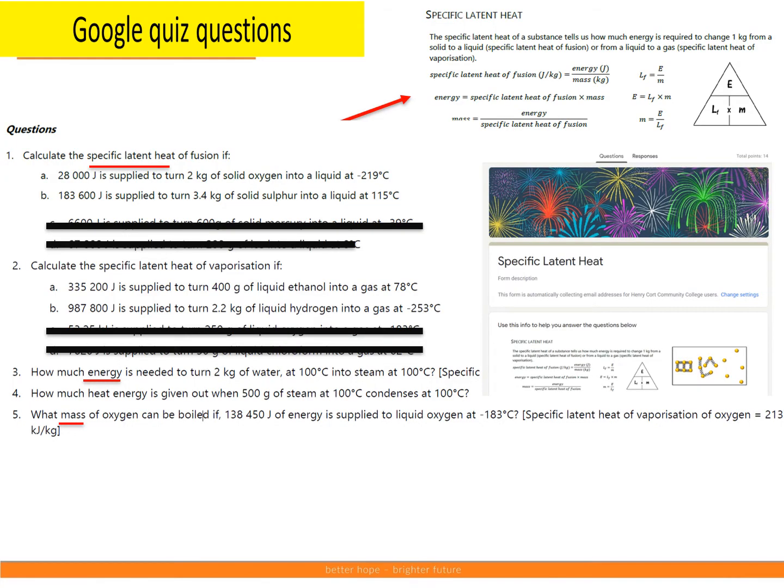So now we've gone through how to use the formula triangle. What I'd like you to do is just pause this clip and head over to the Google quiz questions that is titled specific latent heat. These are the questions that I've put on as a multiple choice activity. Once you've completed those using the formula triangle, then come back to carry on the lesson.